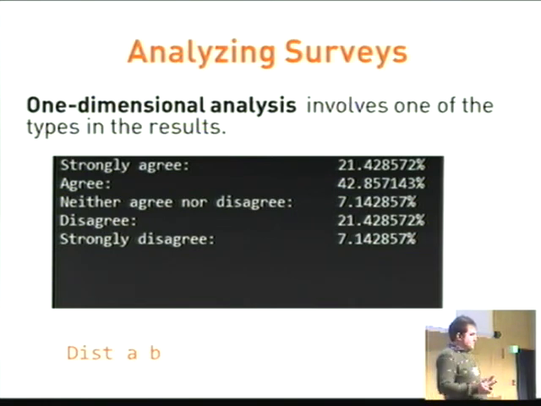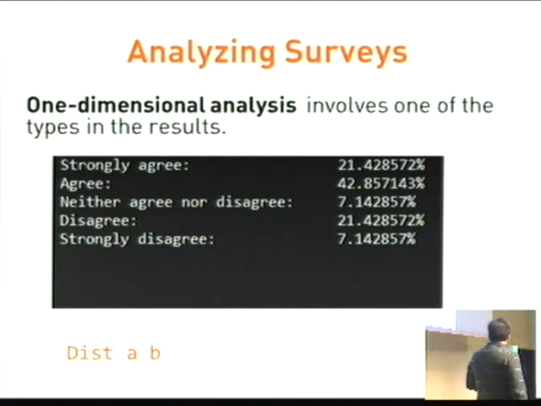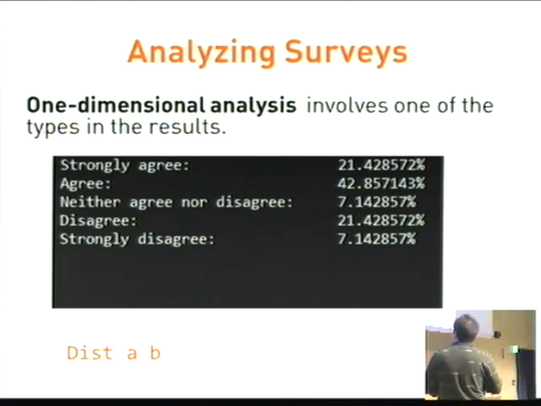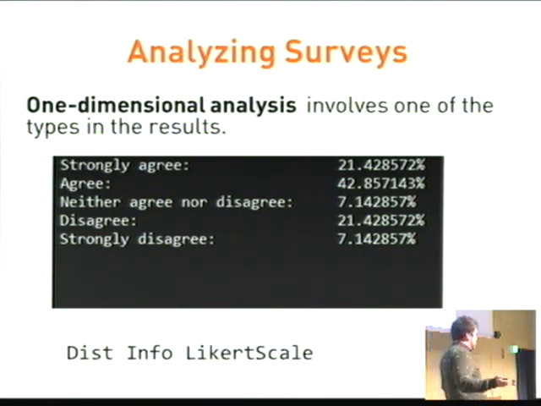And in Surveyor, this sort of analysis is a value, and its type is Distribution A B. The idea with A and B is that it's a distribution of how values of type B are distributed inside of values of type A, A being the type of the survey. So in this case, since we're looking at Likert answers inside of the survey of type Info, this distribution would be typed like this. So with Surveyor, we can build these quite naturally.